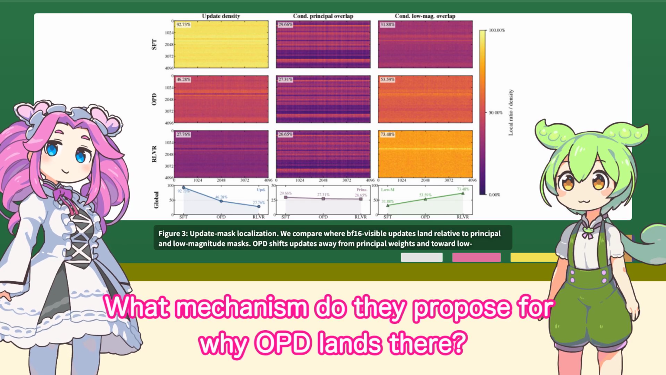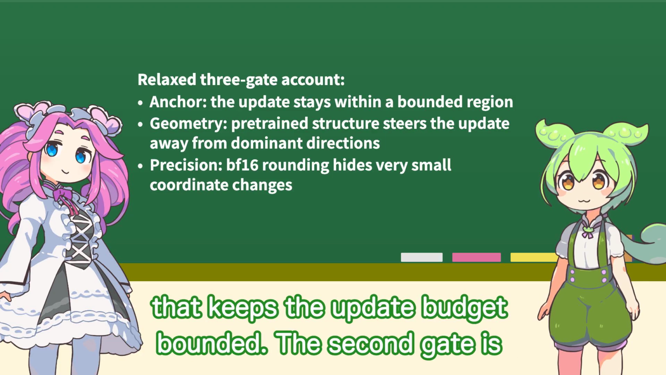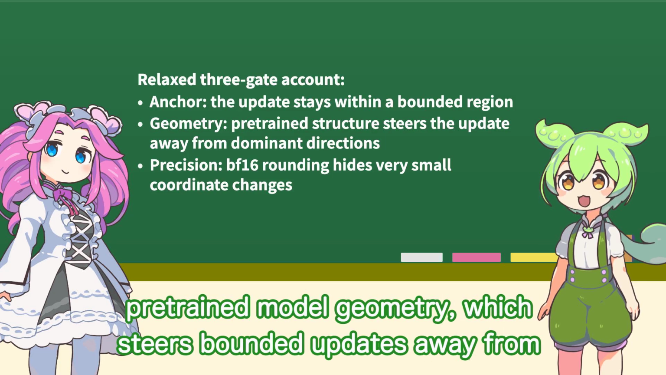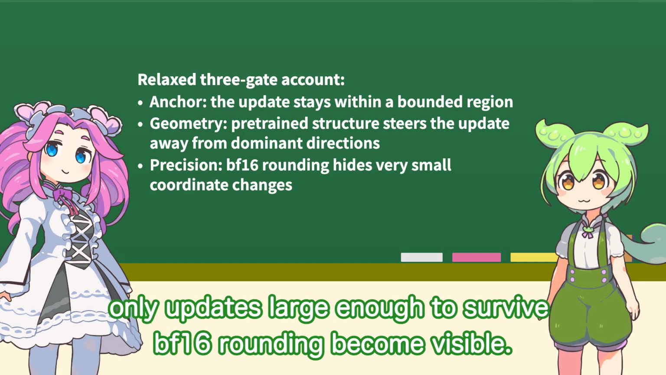What mechanism do they propose for why OPD lands there? They adapt the three-gate view used for RLVR. The first gate is an anchor that keeps the update budget bounded. The second gate is pre-trained model geometry. The third gate is numerical realization. Only updates large enough to survive bfloat16 rounding become visible.